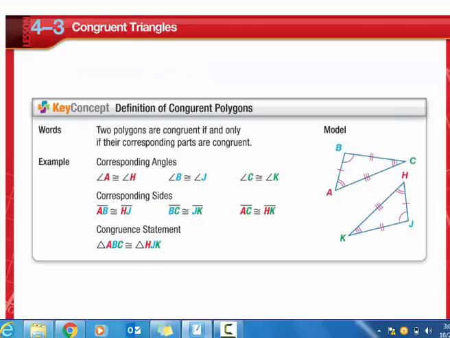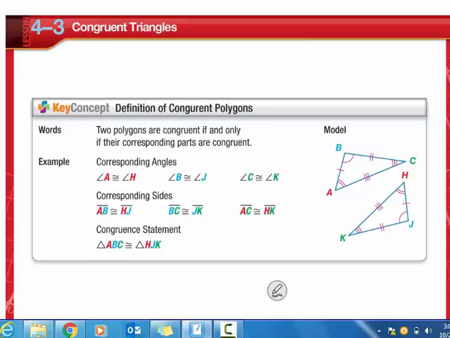All right, so I have the definition of congruent polygons. Two polygons are congruent if and only if their corresponding parts are congruent. So in the example, you have corresponding angle A corresponds to angle H. You can tell because they're both in red, that angle A is congruent to angle H, angle B is congruent to angle J, angle C is congruent to angle K.